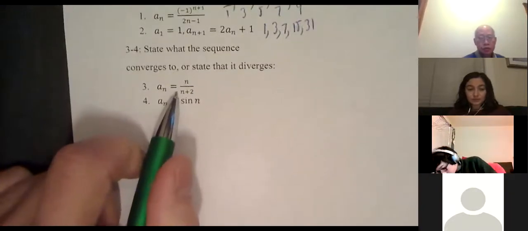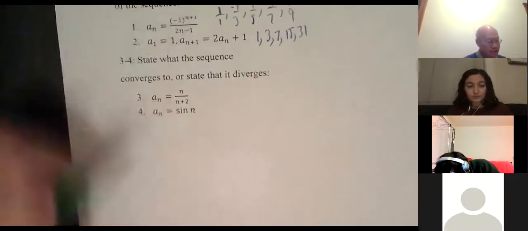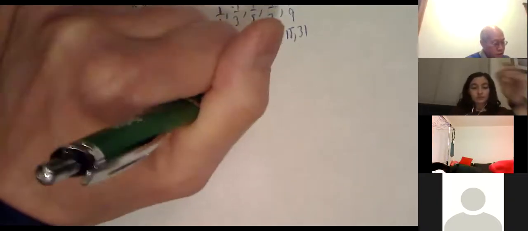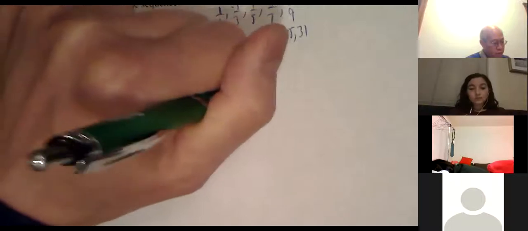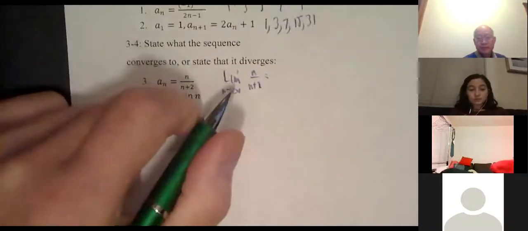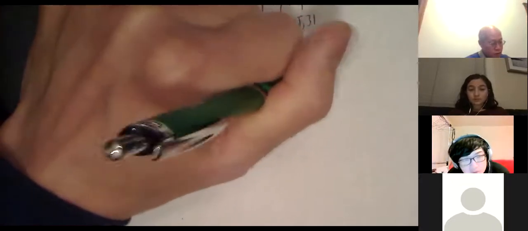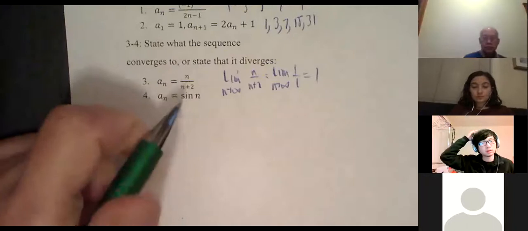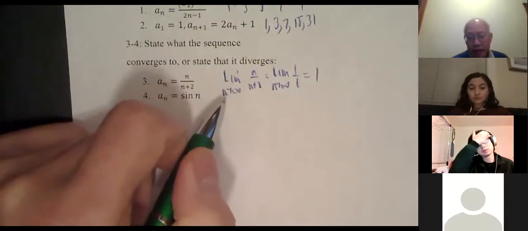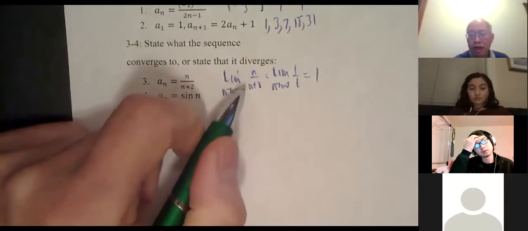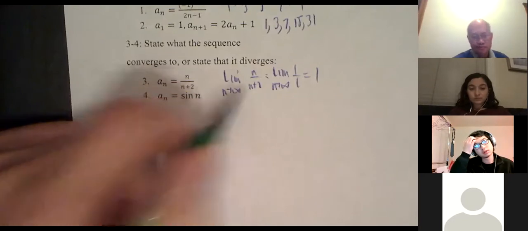Okay, this one converges to 1. It's pretty easy to see that that's the case, but the limit as n approaches infinity of n over n plus 2 is sort of obvious, or you could do L'Hopital's rule, so 1 over 1, or 1. Even if you just take it literally, plug in a big number, 1,000,000 divided by 1,000,002, it's about 1.